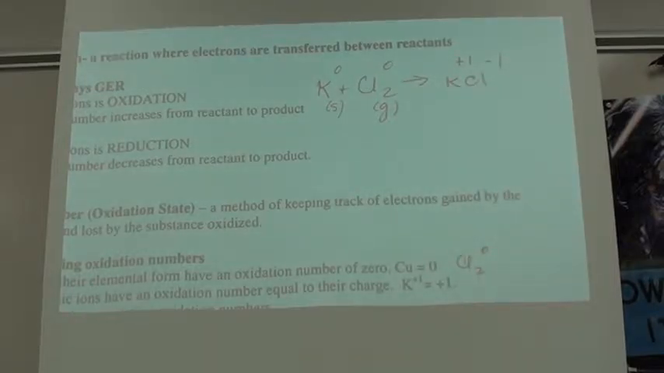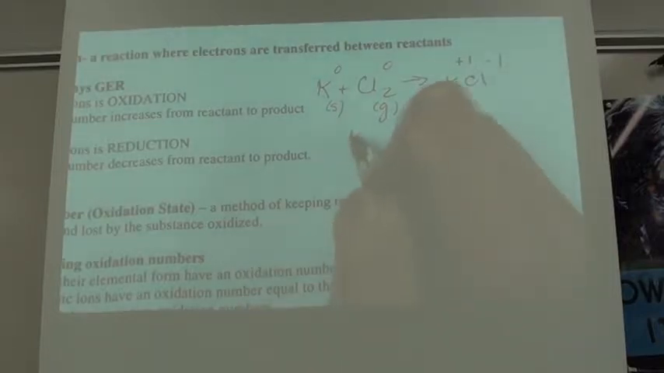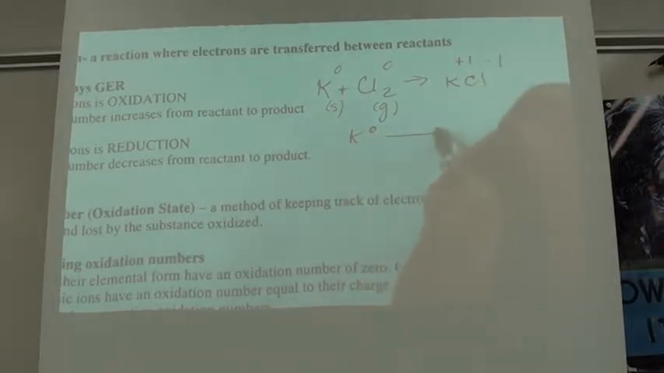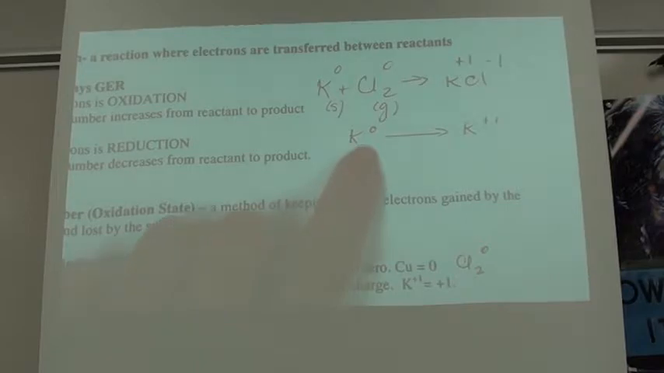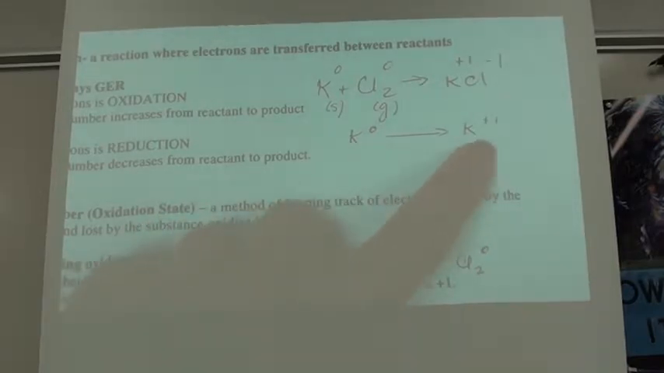Now we look at this and say, is this a redox equation? Yeah, because oxidation numbers changed across the arrow. To look at this, we say that potassium went from 0 oxidation number to +1. Is it oxidized or reduced?